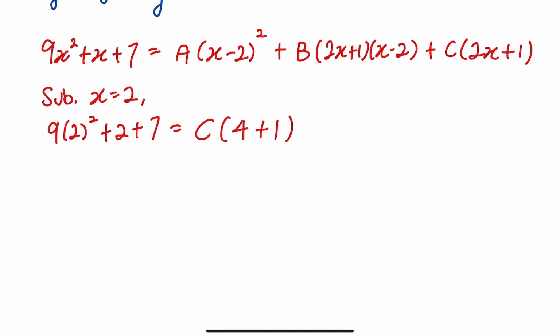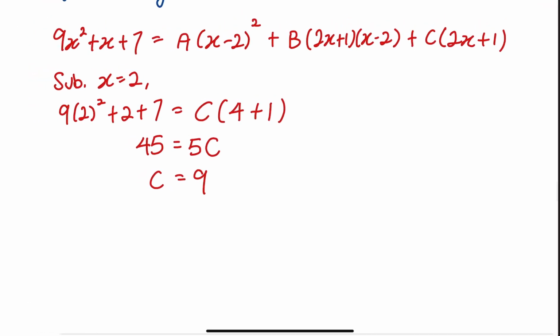Therefore, by simplifying from here, I will get 36 plus 9, which will be 45, equals 5c. C will be equal to 9. Okay, this is to find the value of c.